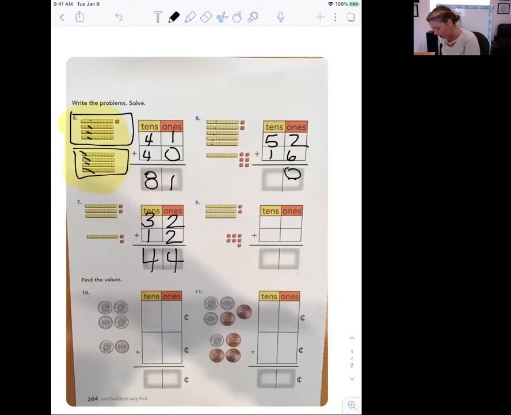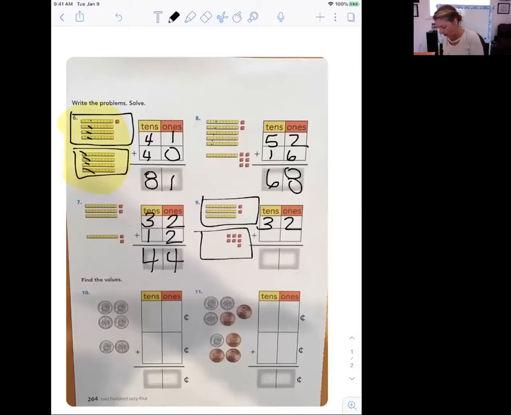Were there 8 1s all together? That's what I got. Now let's count the 10s. 5 plus 1. Did you get 6? Good. Okay. All right. And the next one, how many 10s are there for this first picture here? There's 3 10s and 2 1s.